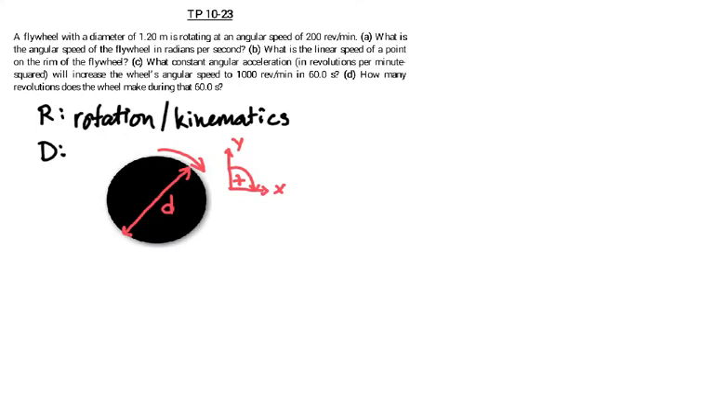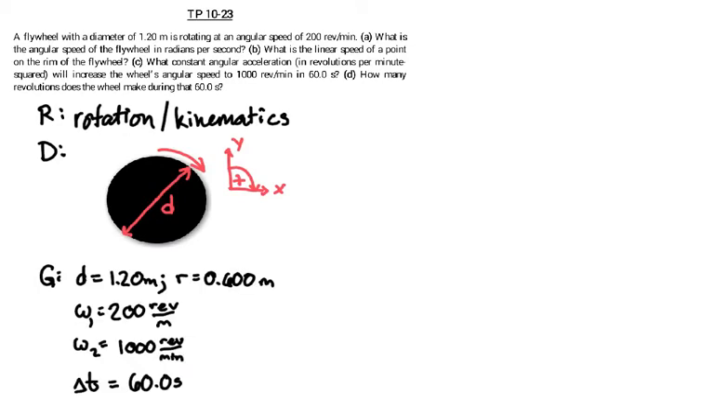Move on to our givens. All right, here are our givens. I took my diameter here of 1.2 meters, divided in half, so I have 0.6 meters as my radius. I wrote down my two angular speeds, 200 revolutions per minute, not per meter, and 1,000 revolutions per minute, which will come up in part C. And then the time it takes to go from 200 revolutions per minute to 1,000 revolutions per minute. And of course, there's going to be some acceleration there, like we see in part C.